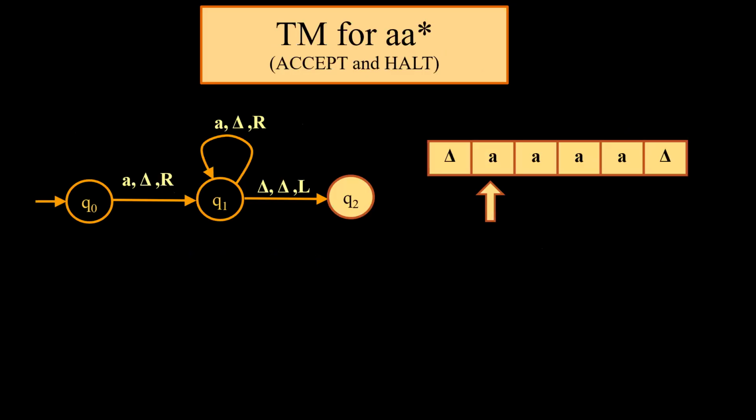Say for example, we have to draw a Turing machine for A star. That means at least one A followed by any number of A's. The input which we have on the tape is 4A. We start with the start state. We check the first A. Corresponding to the first A, we will convert it into delta and move right.